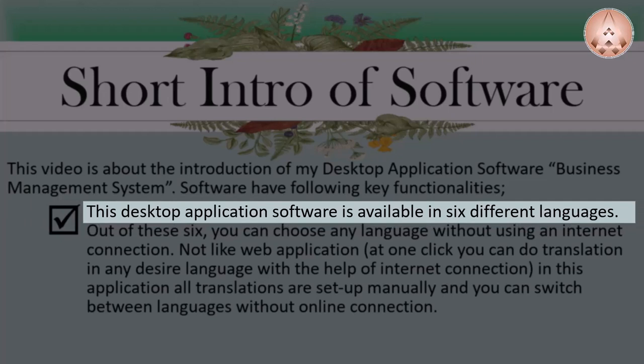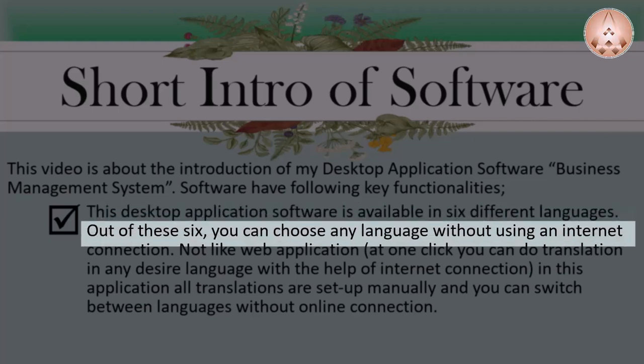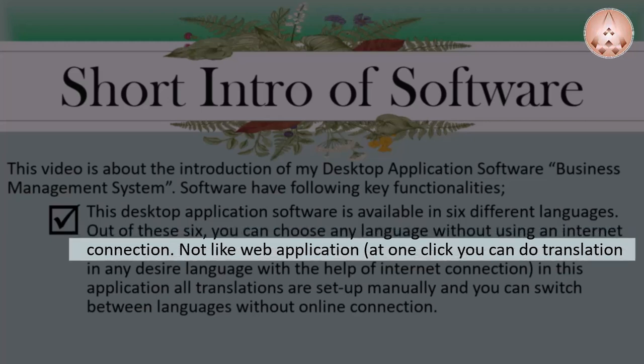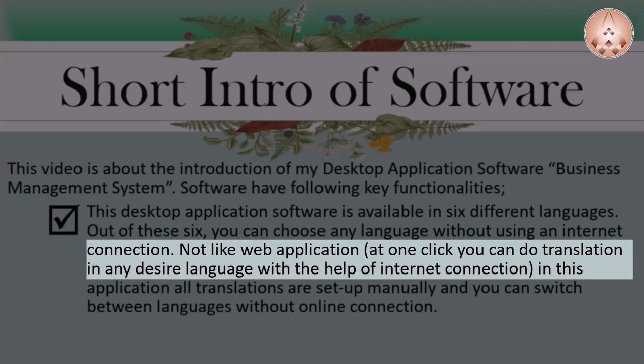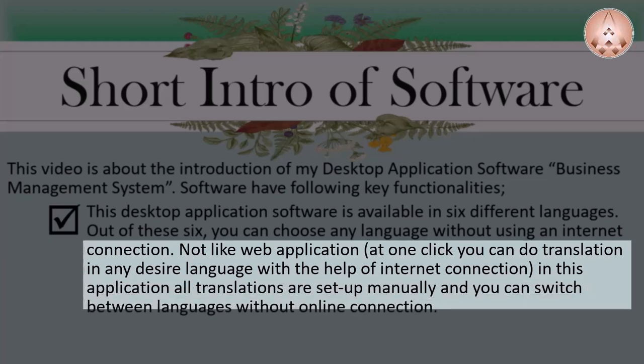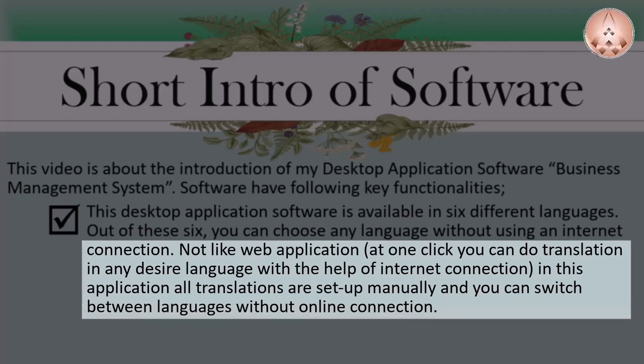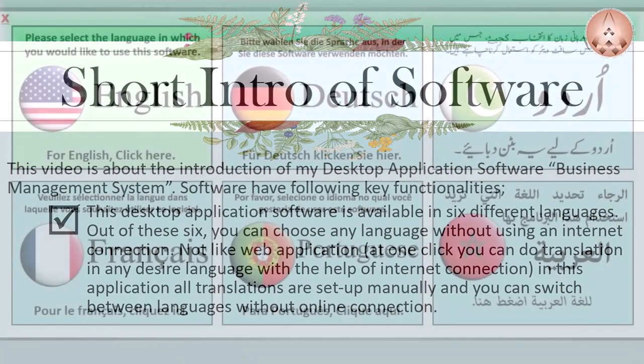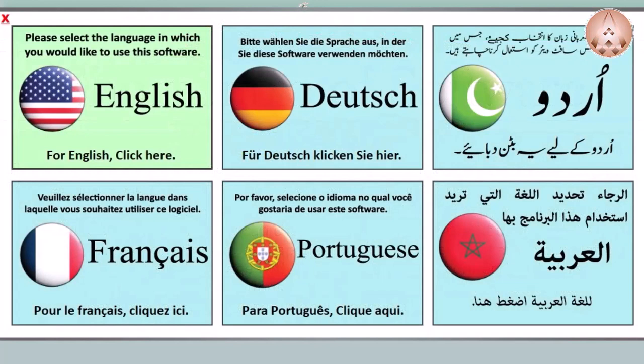This desktop application software is available in 6 different languages. Out of these 6, you can choose any language without using an internet connection. Not like a web application in which, at one click, you can translate into any desired language with the help of an internet connection. In this application, all translations are set up manually and you can switch between languages without an online connection. And here are these 6 languages. I will discuss them in detail at the time of practical demonstration of the software.